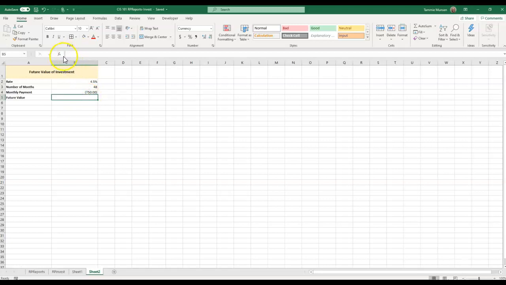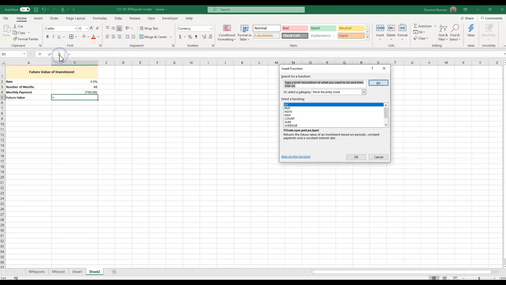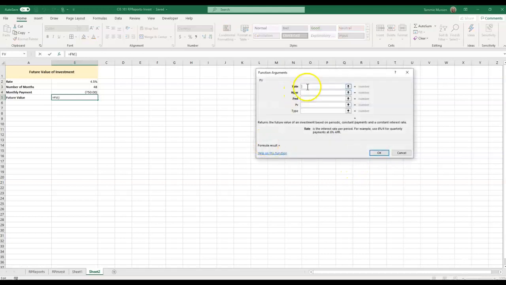So I'm going to go back to the Insert Function button, and I'm going to search for FV. It's also a financial function. And I'm going to go ahead and choose OK. And so for the interest rate, we are going to take cell B2, and again we will divide it by 12. The number of payments is in cell B3, and then we are going to go ahead and enter the payment amount, not the amount but the cell name, which is in cell B4.